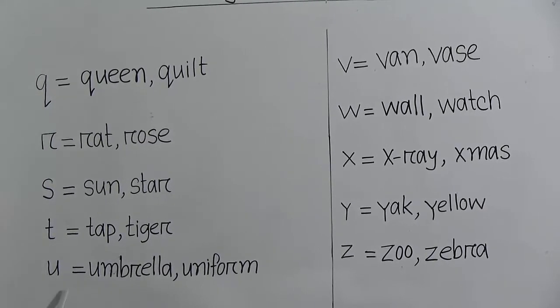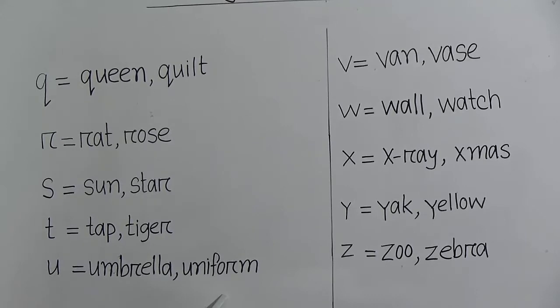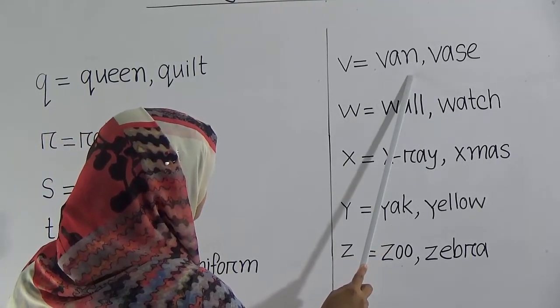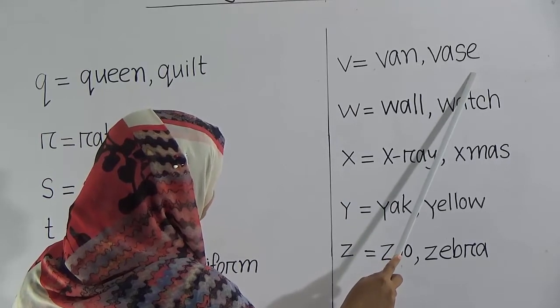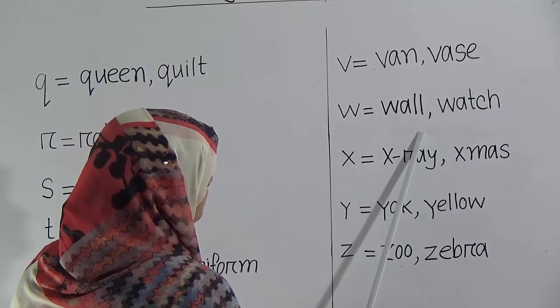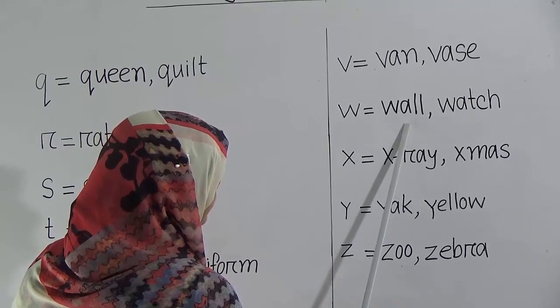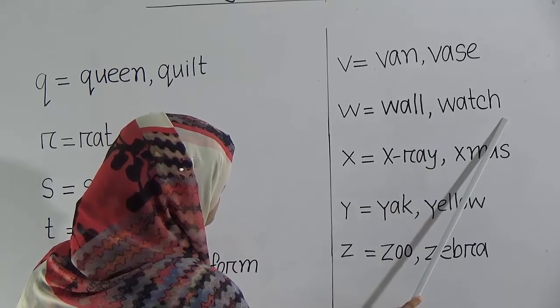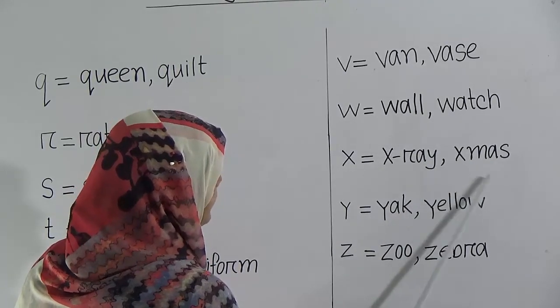Tiger. U for umbrella. U for uniform. U M B R E double L A. Umbrella. Uniform. U for umbrella, U for uniform. V for van, V for vase. V-A-N, van. V-A-S-E, vase. W for wall, watch. W-A-L-L, wall. W-A-T-C-H, watch. X for X-ray, Xmas.